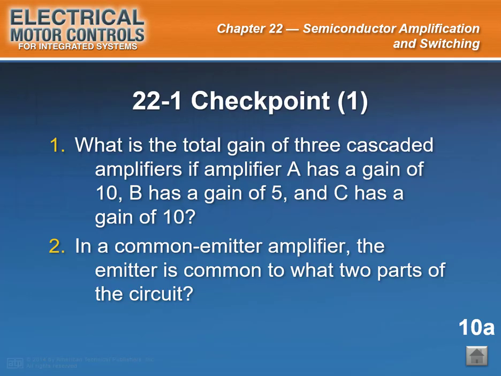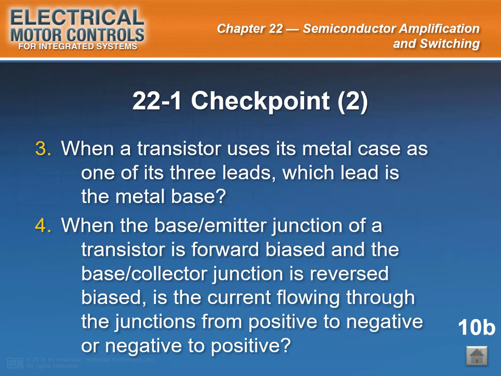In a common emitter amplifier, the emitter is common to what two parts of the circuit? When a transistor uses its metal case as one of its 3 leads, which lead is the metal base? When the base/emitter junction of a transistor is forward biased and the base/collector junction is reversed biased, is the current flowing through the junctions from positive to negative or negative to positive?